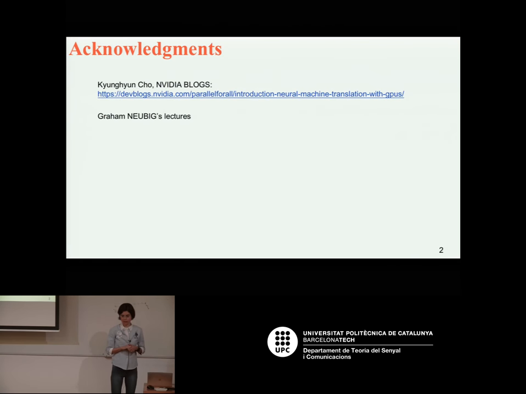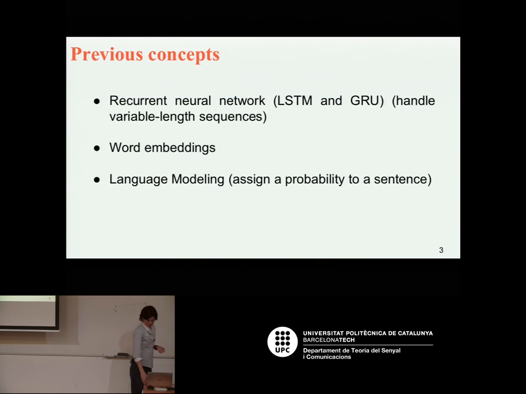Neural machine translation application. As before, I'm going to give an overview of the problem of machine translation, the way it was approached before deep learning came in. And then I'm going to focus on how it's solved nowadays with a neural approach, which is the state of the art at the moment. Okay. So previous concepts, as before, that we need: the recurrent neural network, the word embeddings, and also the language modeling that we have taught. Okay.